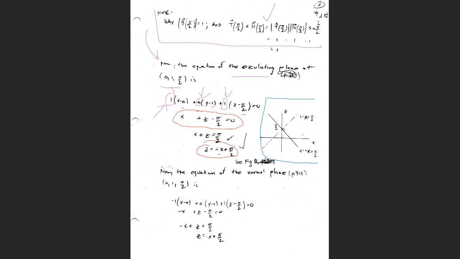But now we want the equation of the normal plane. Okay, and what vector is going to be used? What vector is perpendicular to the normal plane based on the TNB frame? Is it the unit tangent vector, the unit normal vector, or the unit binormal vector? What vector is perpendicular to the normal plane for the space curve at the point 0, 1, pi over 2?